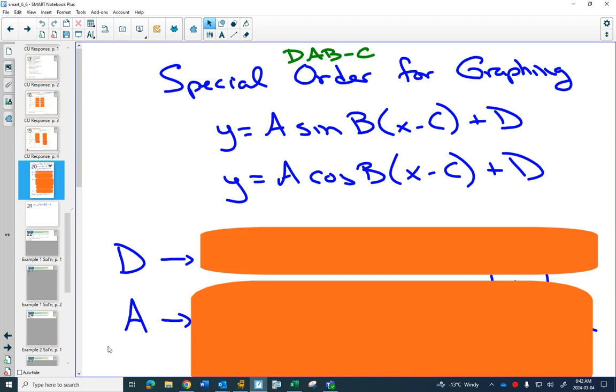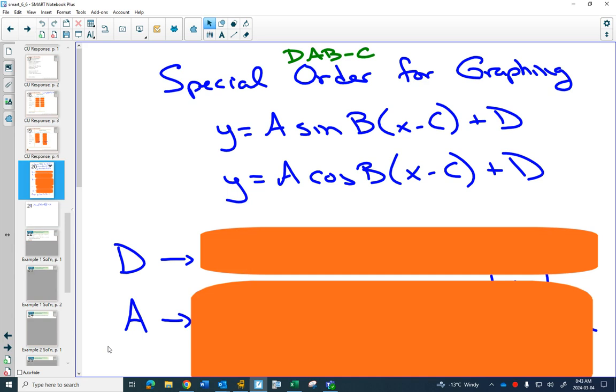C did exactly the same as before, move things left and right. And D moved things up and down, but in particular, sine and cosine have a sinusoidal axis. And that D value moved that sinusoidal axis up and down. And so normally, if we are doing transformations, we have to do stretches and compressions first, and translations last. And that's still the case. You can still do that way.